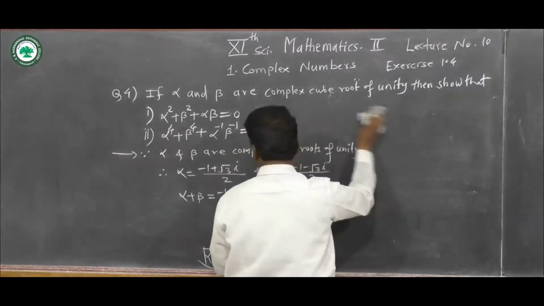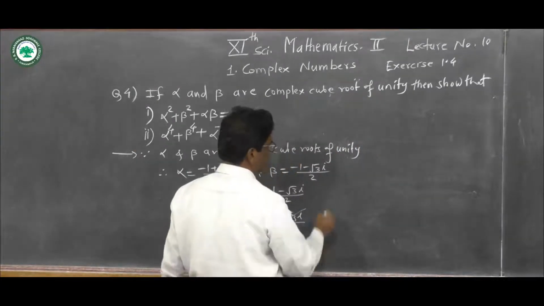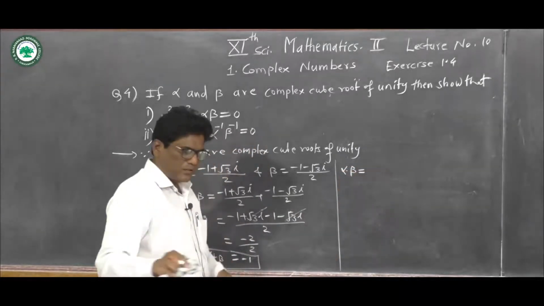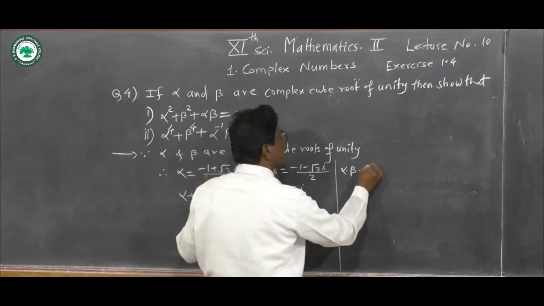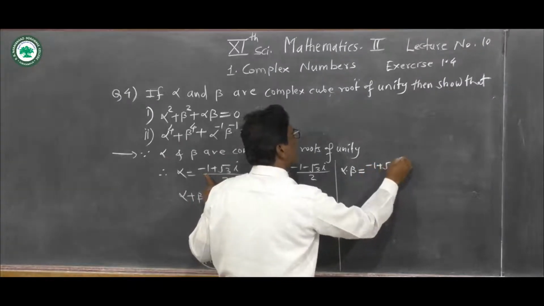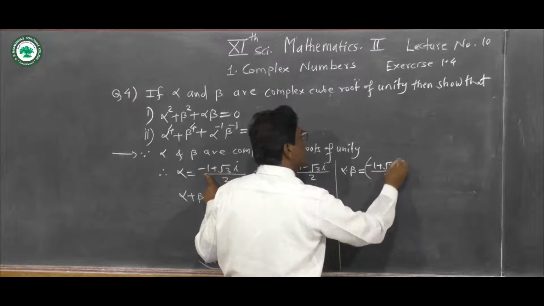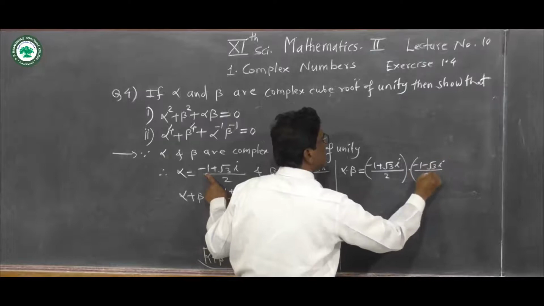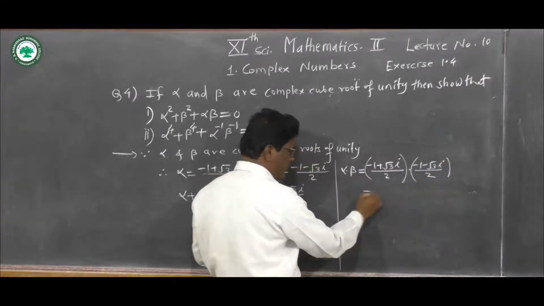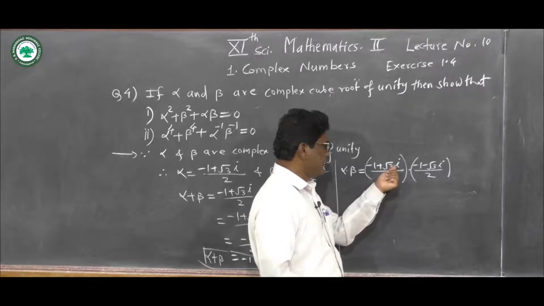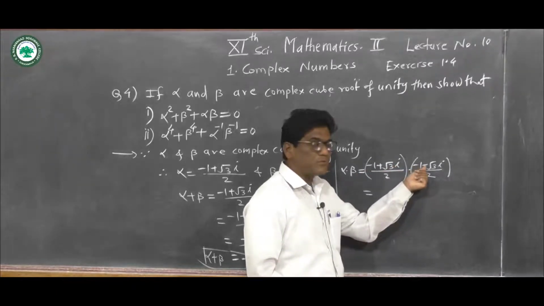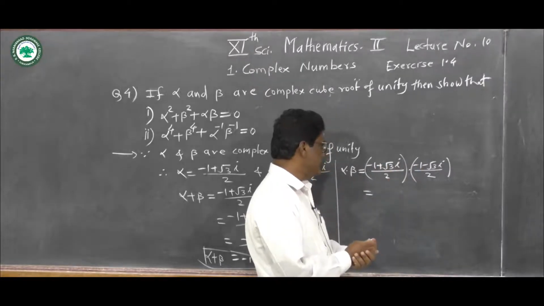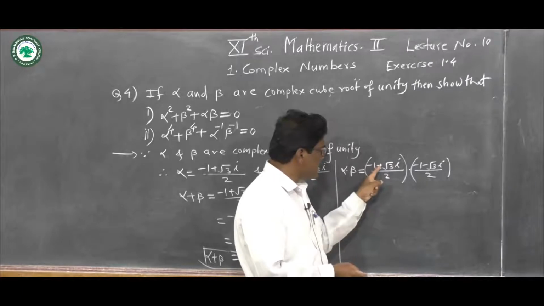So let's consider here alpha into beta. It is equal to, putting the value of alpha, that is (minus 1 plus root 3i) divided by 2, into beta, which is (minus 1 minus root 3i) divided by 2. Now if we observe the numerators, minus 1 plus root 3i into minus 1 minus root 3i, these are the complex conjugates of each other. So here plus sign and here minus sign.